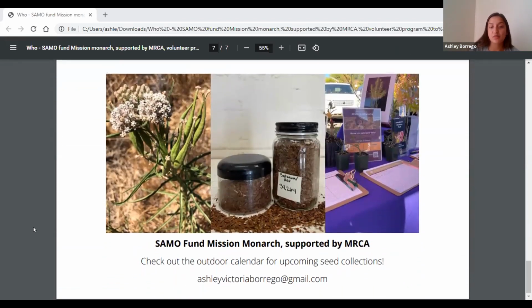But that is the Salmon Fund Mission Monarch Project. Check out the outdoor calendars for upcoming events, and my email's on there as well if you'd like to get in touch.